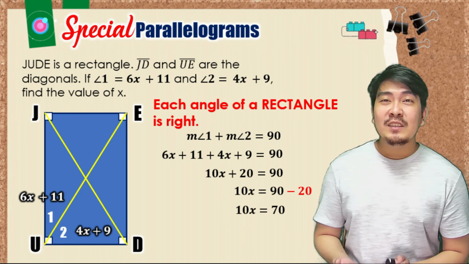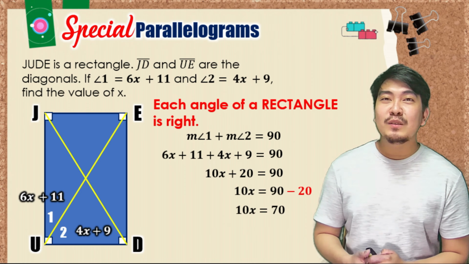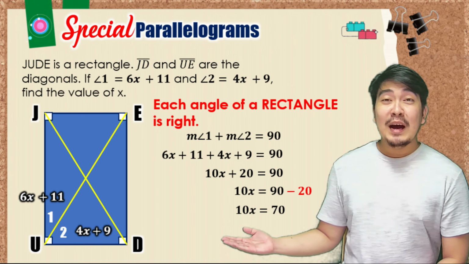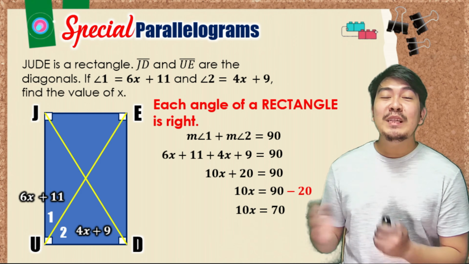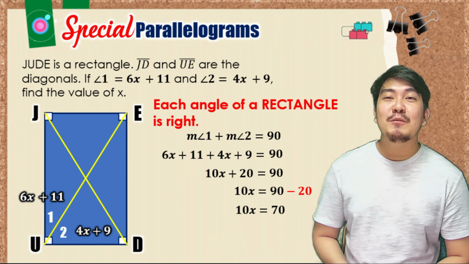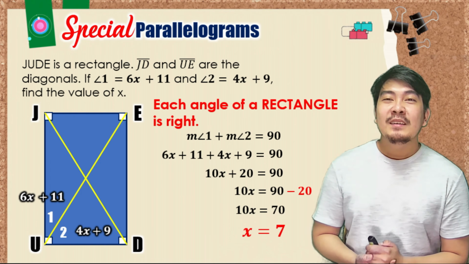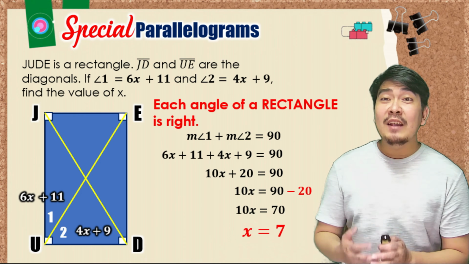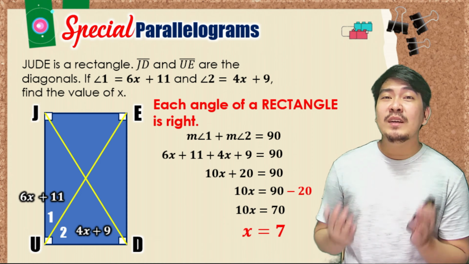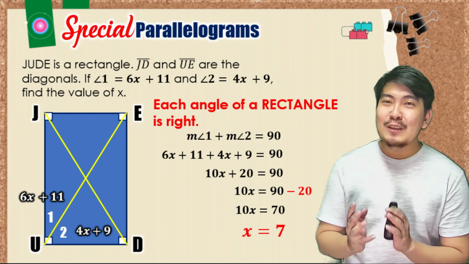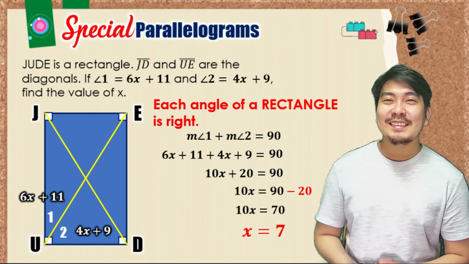So thus we have 10x is equal to 70. We only need the value of x. So therefore, we need to divide both sides of the equation by 10. So therefore, the value of x is equal to 7. So this will be the end of our solution since the question asks for the value of x.